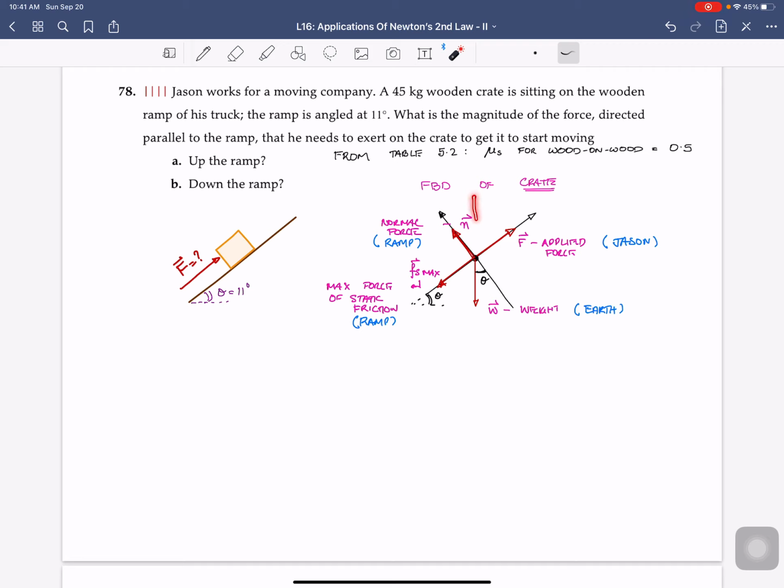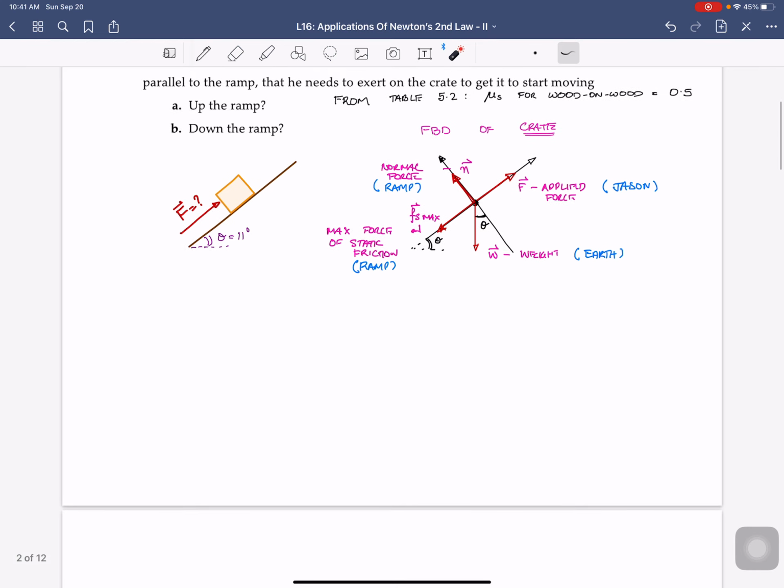If we had drawn our axis the usual way, this way, you will see it's only the weight which will be along the negative y direction, but every other force is going to have both an x component and a y component. It would be a really messy problem, okay? So that's the advantage of choosing our axis this way.